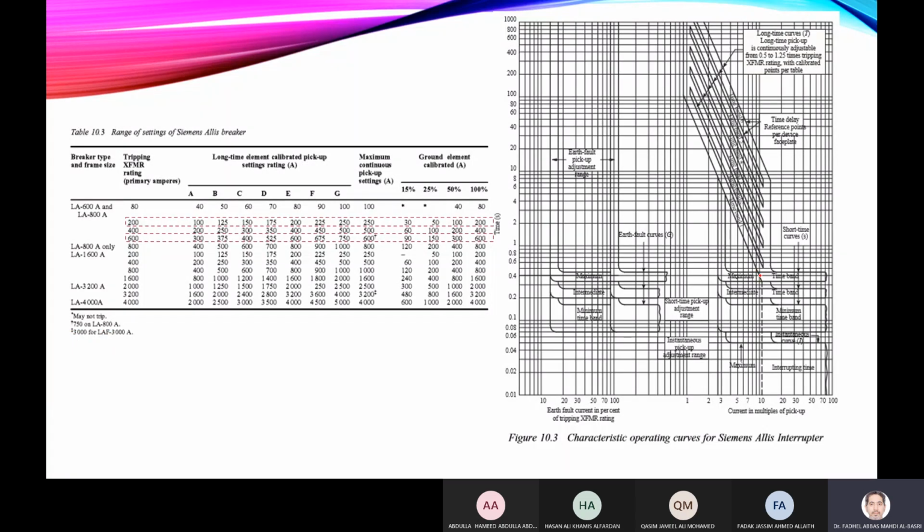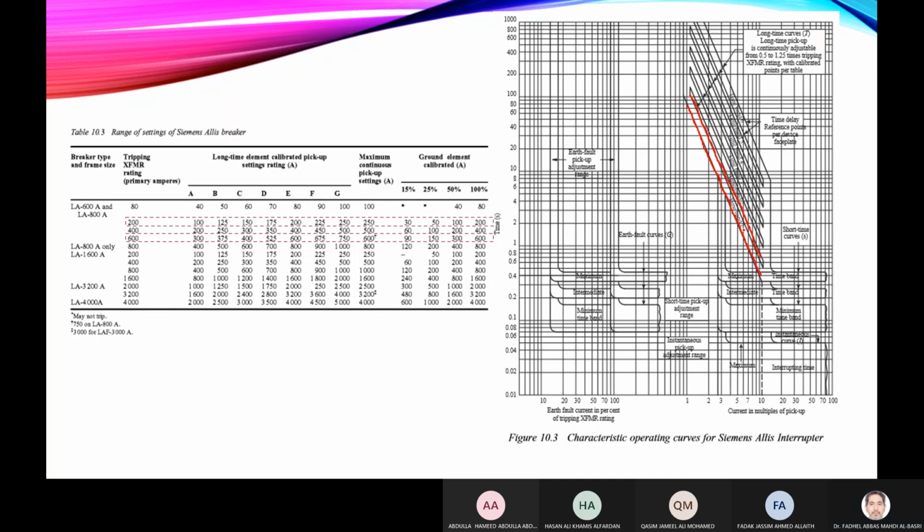Now, the curve for the phase overcurrent protection has different bands. So this is the first band. This is band one. So this band, I can set this. This is band one, band two, band three.